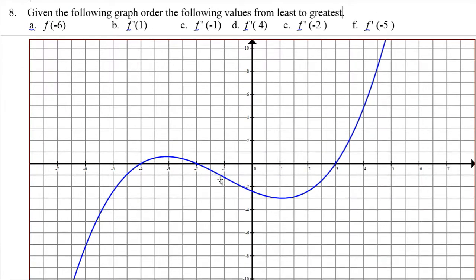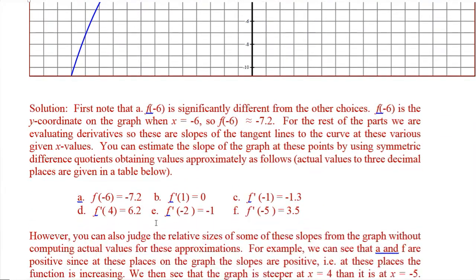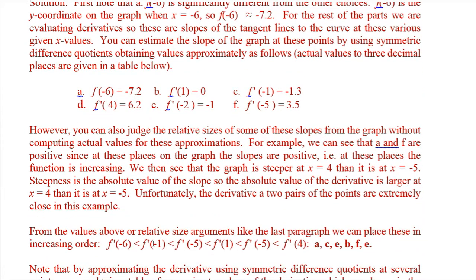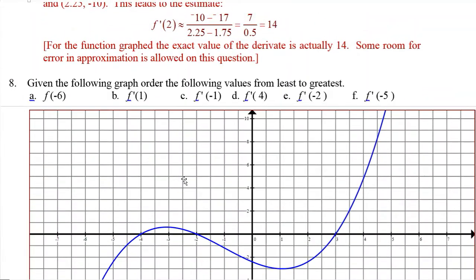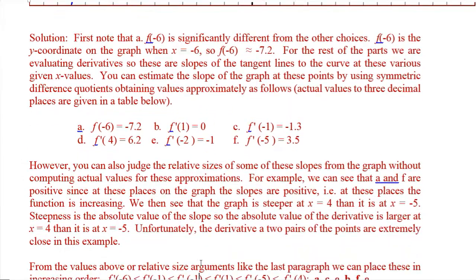And we said that's negative 1 point something. Negative 1.3. Okay, so that's next. This one's in the wrong place. This one should say negative 1 here, which is C. So f prime at -1, then at -2. So this should be at f prime at -1.